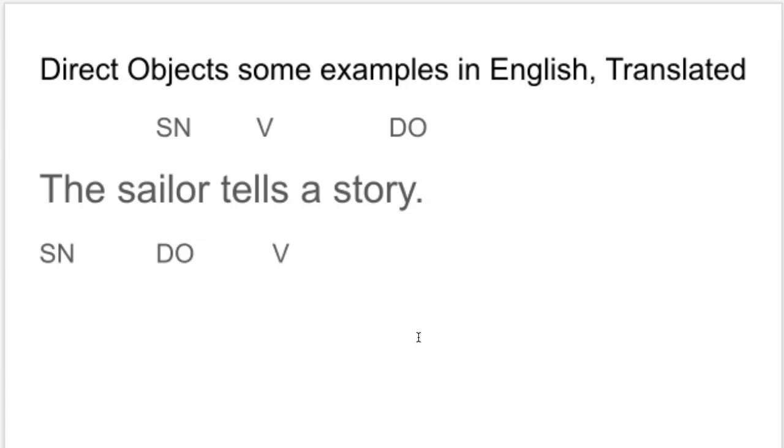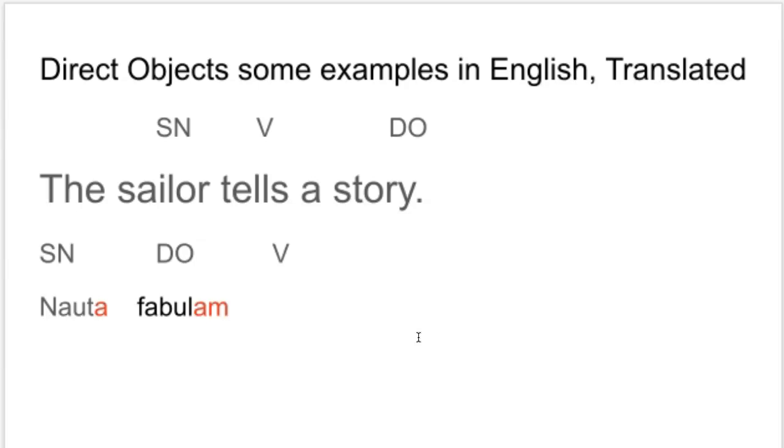So sailor is my subject noun, so I need to use the nominative case for that. It's going to be singular because there's only one sailor. So that's going to be nauta. Story is next. It's my direct object. There's only one story here, so again, it's going to be singular. But this time it's going to be accusative case. So that's going to be fabulum.